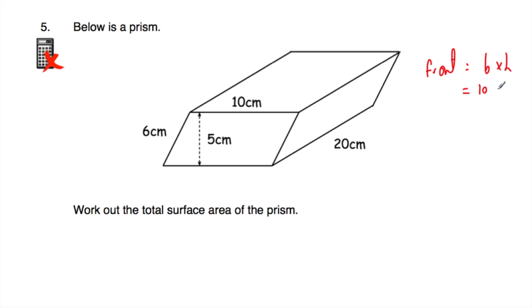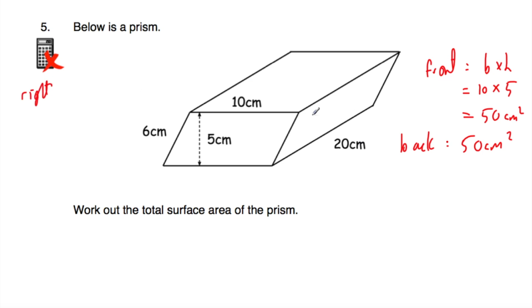And the base is equal to 10, the height, the distance between the two parallel sides, is 5, and 10 times 5 is equal to 50 centimeters squared. So that's the area of the front of this prism. And the back will have the same area, so the back will also have an area of 50 centimeters squared. So that's fantastic. So we've done the front and the back. Okay, now we need to find the area of the left-hand side and the right-hand side. Let's have a look at this right-hand side here.